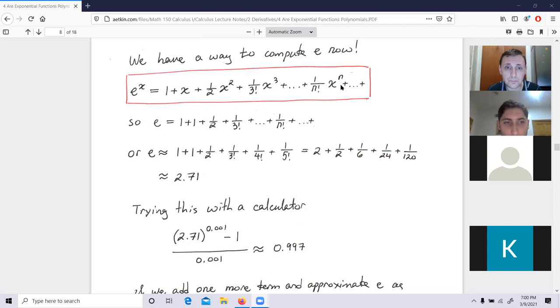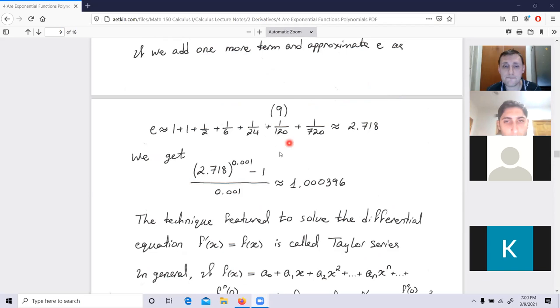Plug in. Expand it a bit more and you get 2.718. And if you play with your calculator, look, it's 1.000396.